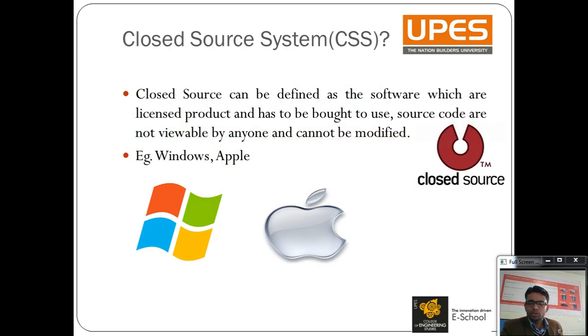I'm sure that if something is open, then there must be closed, right? So if we talk about the closed source system, closed source can be defined as the software which are a licensed product, and that has to be bought to use. And source code is not viewable by anyone, and it cannot be modified. For example, your Microsoft Windows or Apple, these all are proprietary software. You have to purchase the license, then only you can use it. It's not like a VLC media player and all, which is freely available over the web.